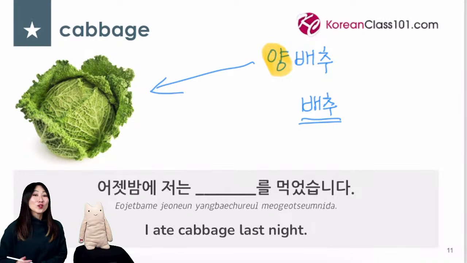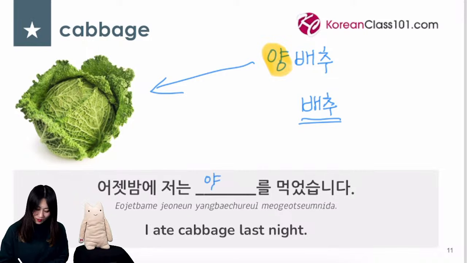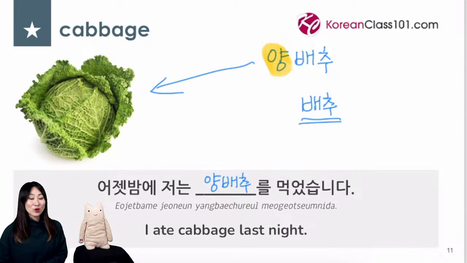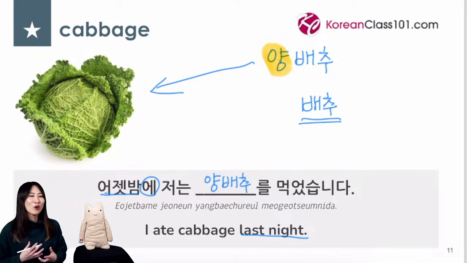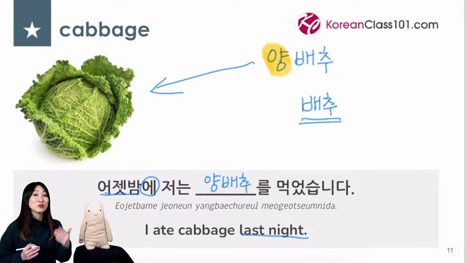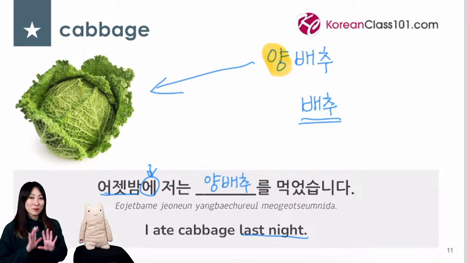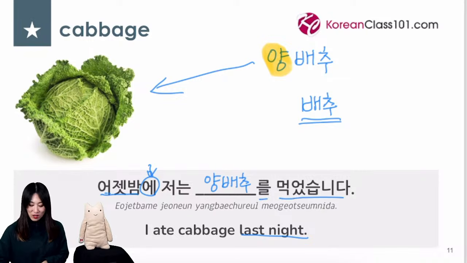So 어젯밤에 저는 양배추를 먹었습니다. 어젯밤, last night, 에 is a time marking particle. So 어젯밤에 literally means on the last night. I know in English you don't put on as a particle, but this is how we say it in Korean. We need a particle. Of course, if you want, you can omit this. 저는, as for me, 양배추, cabbage, 를 object marking particle, 먹었습니다. I ate cabbage last night.